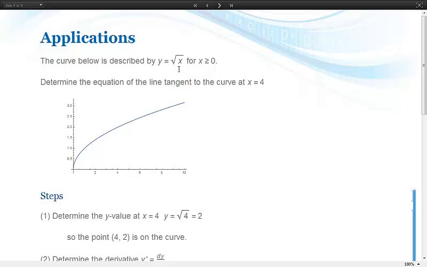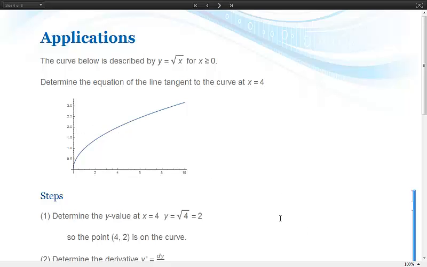The function is y equals the square root of x, so the y value associated with x equals 4 is the square root of 4, or 2. So the point 4, 2 is on the curve, and that matches the graph. Here's 4, and that point is about y equals 2.